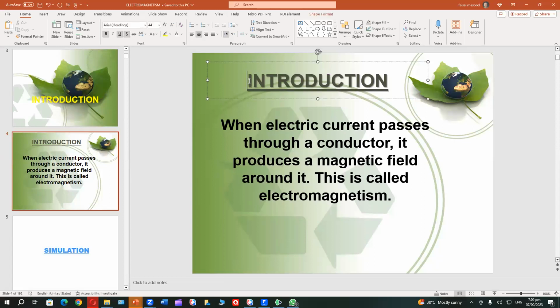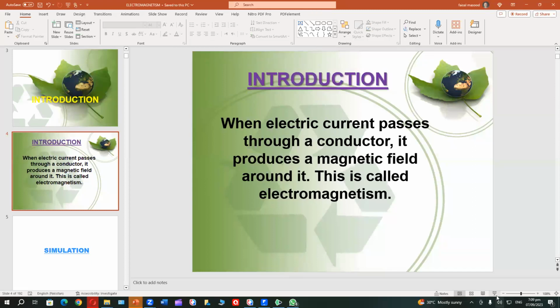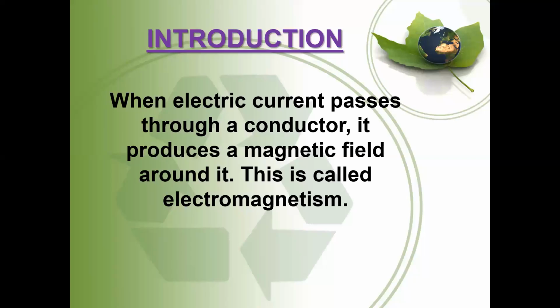So let's go again, because this is a very important chapter, and in O-level physics it is considered to be a difficult chapter. So can you tell me what is the main concept of this chapter? Look at the screen and tell me the main concept. The main concept is electromagnetism is caused due to current. Okay.